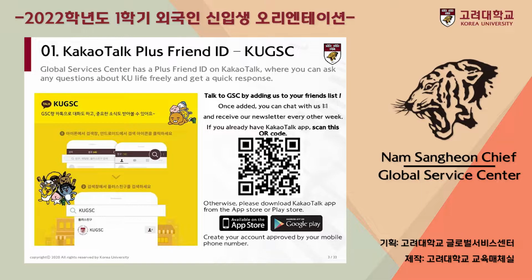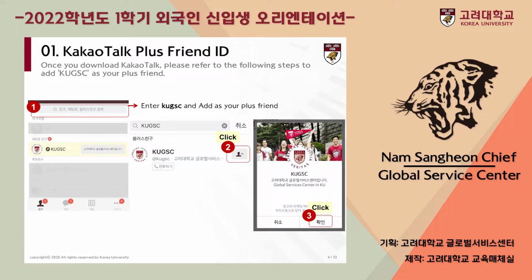Once you download this app, go ahead and add us, the Global Services Center under the name of KUGSC, as your plus friend. Now you can add us as your friend on KakaoTalk by following this step. Search KUGSC as shown in number 1 on the left side, and then click on the icon next to number 2, and finally click confirm as shown in number 3.